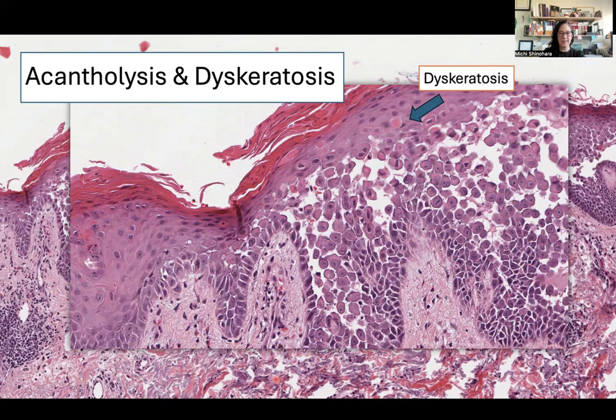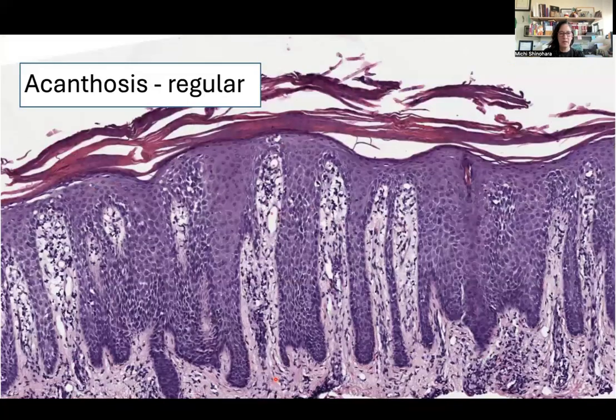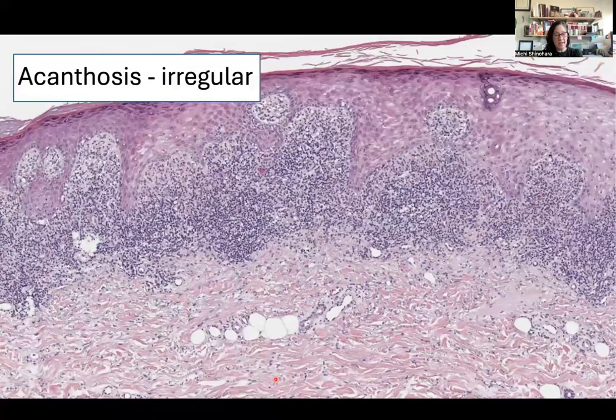So acantholysis and dyskeratosis. Now we have acanthosis. Acanthosis refers to thickening of the epidermis. This can be regular or irregular. It can be psoriasiform. This is a great example here of psoriasiform acanthosis. This is psoriasis, and it shows thickening of the epidermis, pretty marked with kind of even width of those epidermal rete. Acanthosis can also be irregular, as in this example.